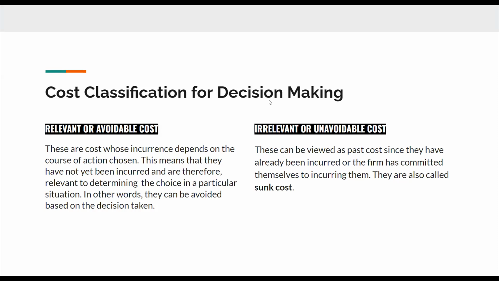So when we talk about a relevant cost, it is a cost whose incurrence really depends on a particular course of action that we decide to undertake. So it means that we have not yet incurred this cost. So because of that, it's relevant to determining the choice that we will make or the decision we'll make in a particular situation or circumstance. So that's why we say it could be avoided. Based on the decision that we take, it could be avoided, right? That's why they refer to it as avoidable cost. So avoidable cost is a relevant cost, or rather, a relevant cost is a cost that could be avoided. And this type of cost classification is used mainly when we're making decisions.